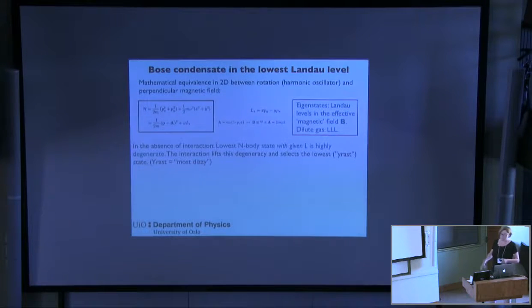So then obviously if you look at a non-interacting system, you have this enormous degeneracy, which is essentially the number of ways your total number of angular momentum quanta can be distributed over the number of particles. And there's a combinatorial formula for it, but it explodes very quickly. And so then if you add interaction, obviously that will lift the degeneracy and select the lowest state. And some 15 years ago, the term yrast state entered the field.